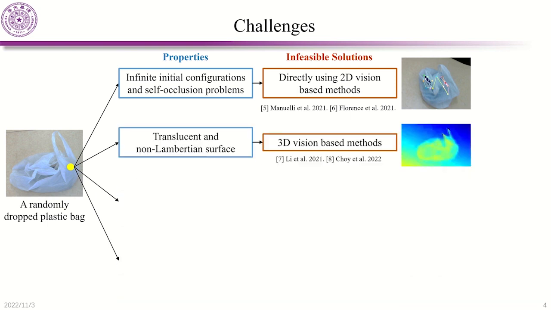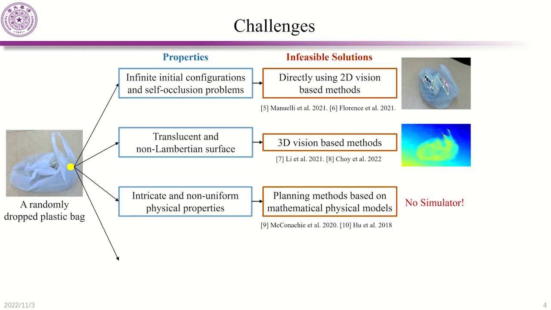Secondly, the transparent and non-Lambertian surface of plastic bags makes 3D vision-based methods infeasible. For example, this is a depth sensing result from a RealSense D435i camera. We can see some parts of the bag are blurry. Thirdly, the intricate and non-uniform physical properties mean no simulator can be used for simulating plastic bags.